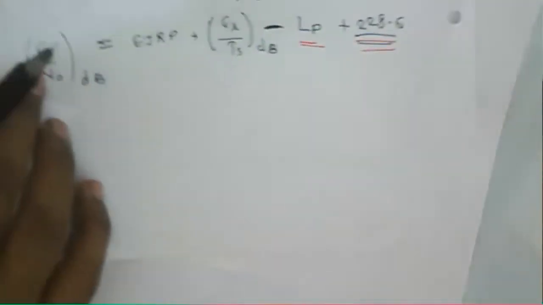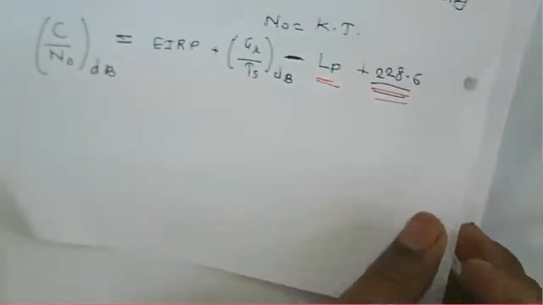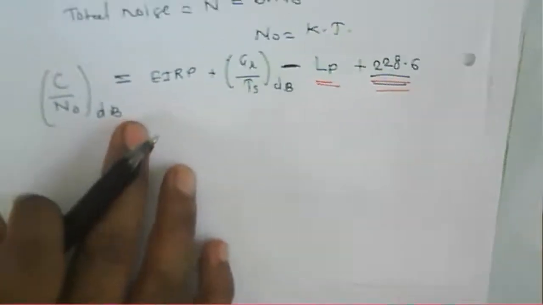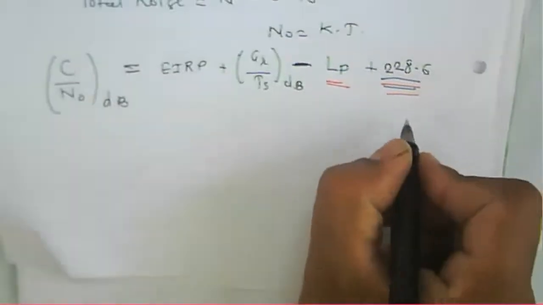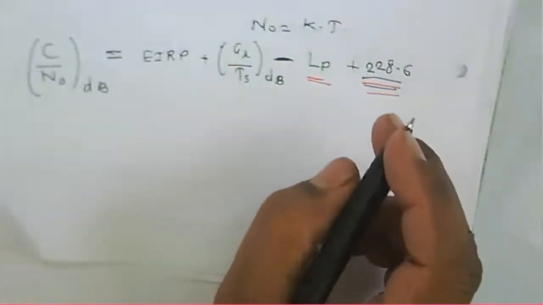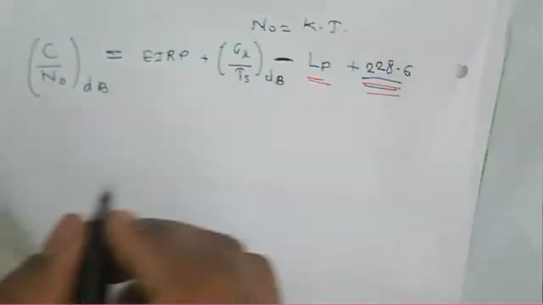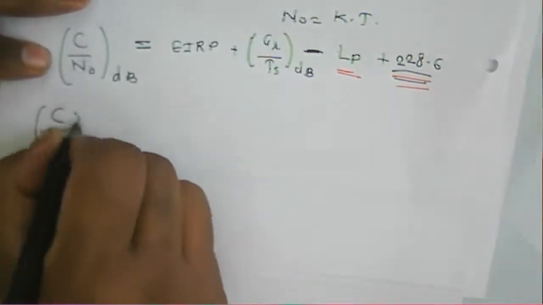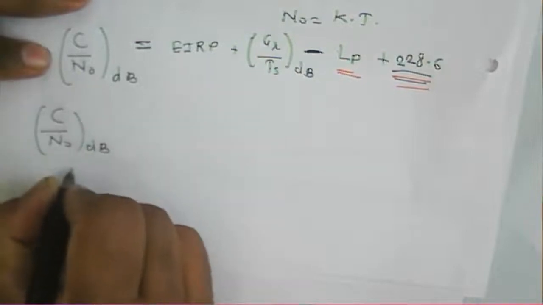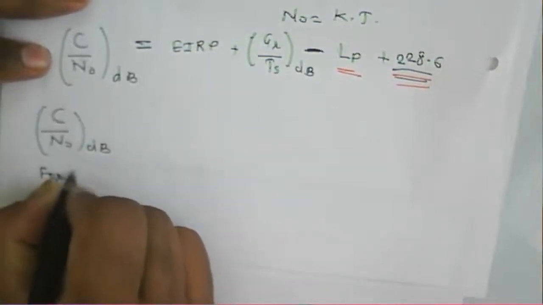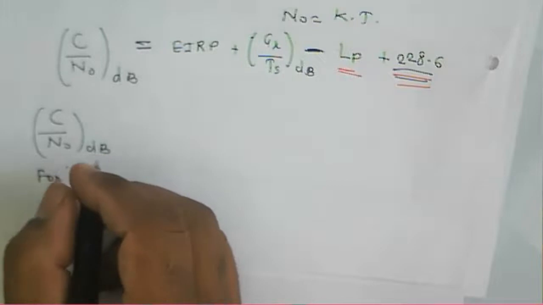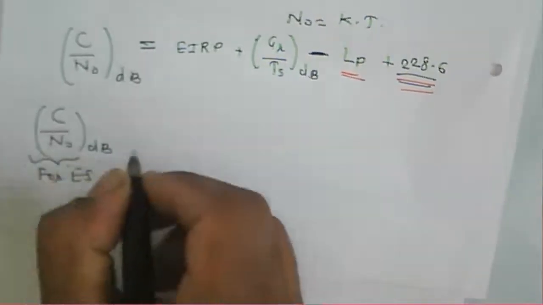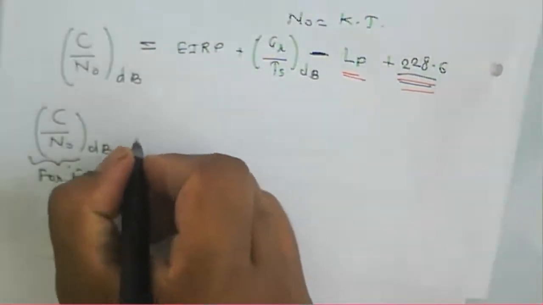So now this LP, we say it is the path loss. And along with that, one more term we have to add when we are writing the equation for the carrier to noise ratio in dB, and that will be the term for the Earth station. This one complete term is for the Earth station, and that is equal to what?